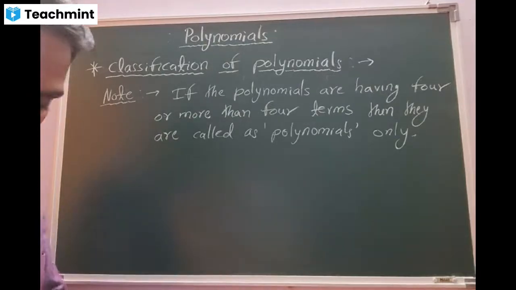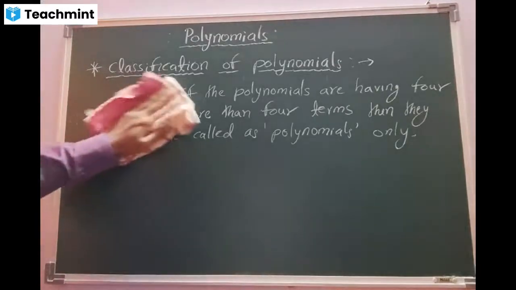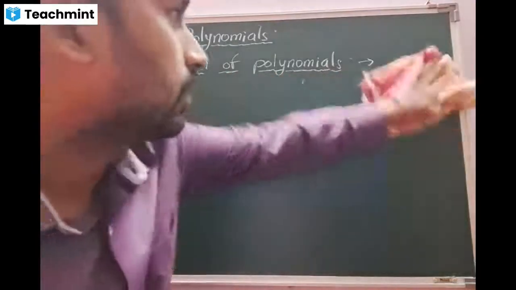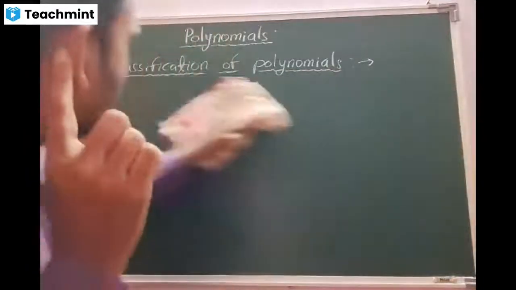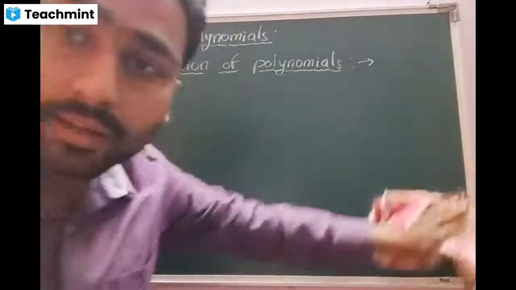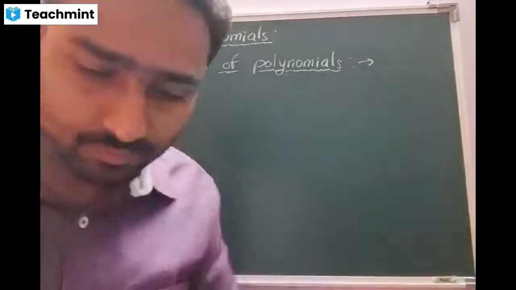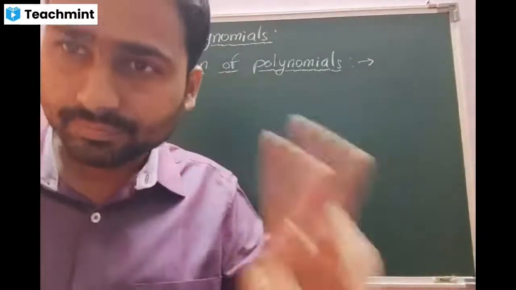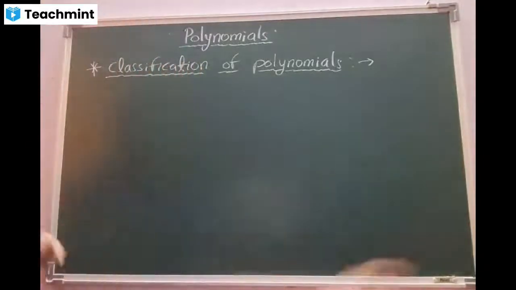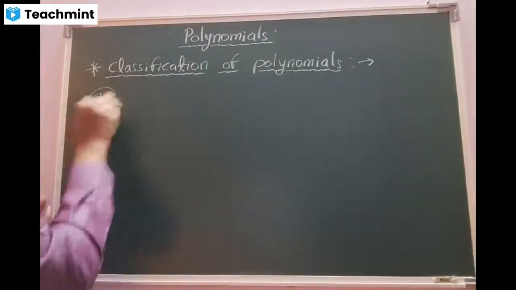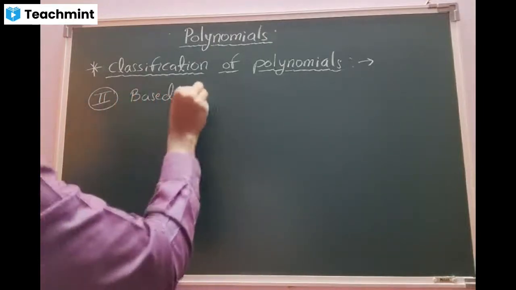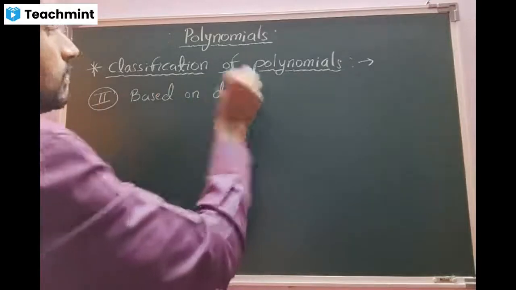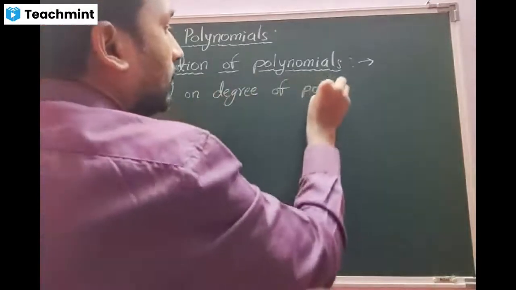Now, students, we will go for the second category of the classification. What is that? Degree. Yeah, beta. So based on degree of a polynomial. Write down number second, Roman numeral 2, in a circle: Based on degree of polynomial.